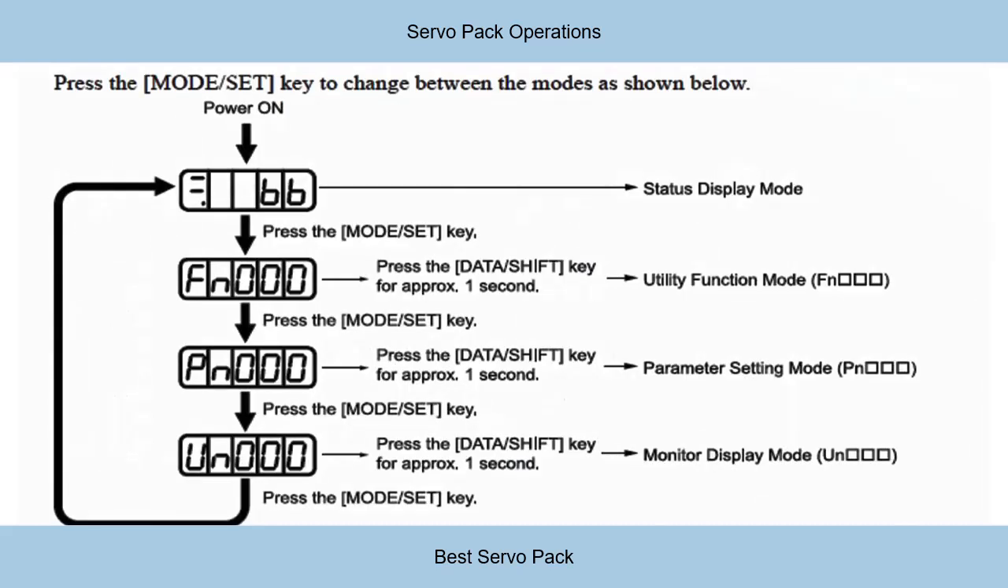The panel operator LEDs are used for more than just displaying the status of the servo pack. You can also check information using the mode set key. For example, commands for utility functions related to setup and adjustment, parameter settings, and information about the monitor display can be checked. Refer to the product manual for details on switching functions.